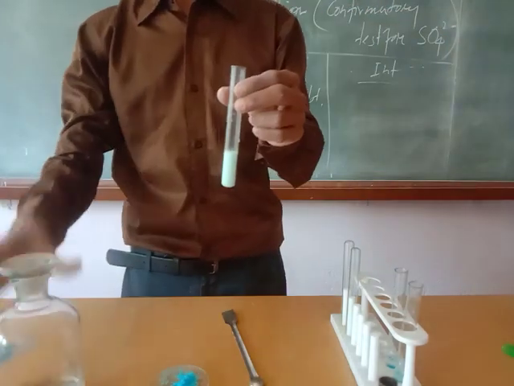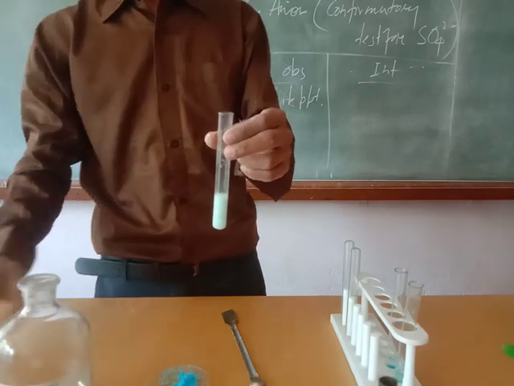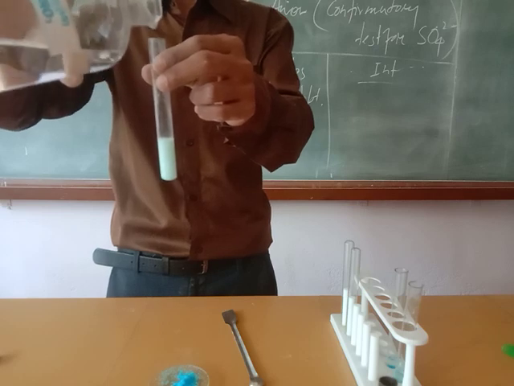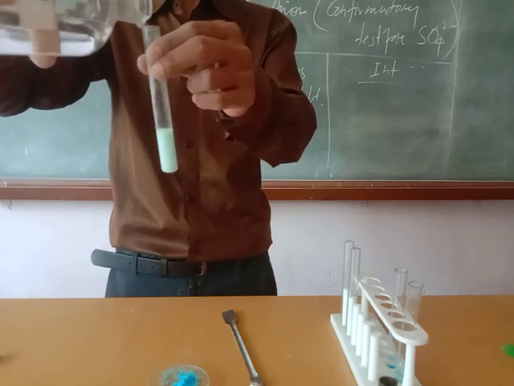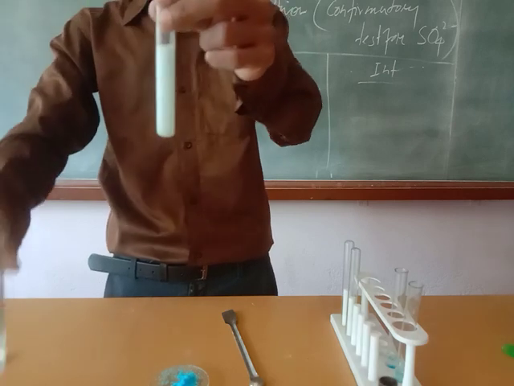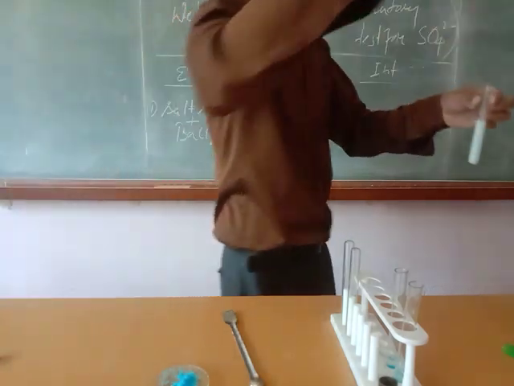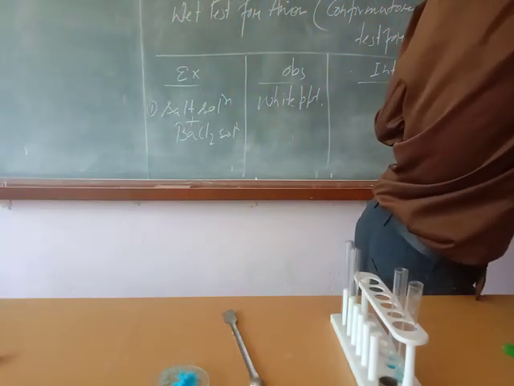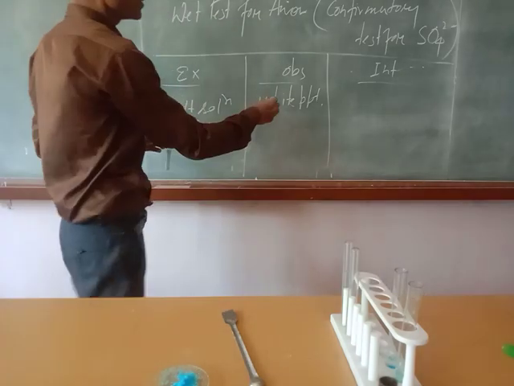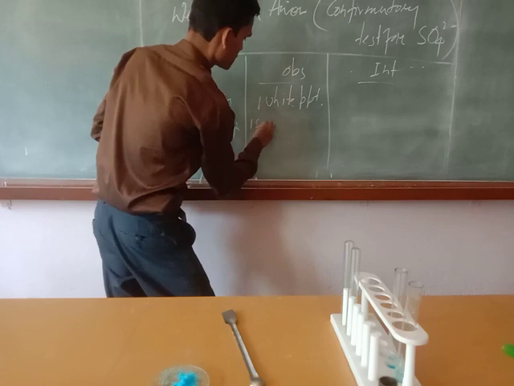Here you put dilute nitric acid. If the precipitate dissolves, then carbonate. If the precipitate does not dissolve, then sulfate. After adding dilute nitric acid, there is no change. The precipitate is insoluble in dilute nitric acid. White PPT, simply you write insoluble.